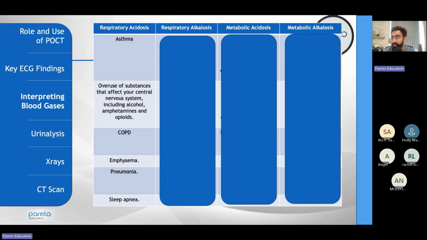Patients who have asthma can be breathing very, very fast. There comes a point where the quality of their respiration gets really poor and their CO2 starts to increase slowly but surely. These patients are at a very, very life-threatening stage and they require immediate intervention. Overuse of substances like amphetamines and opioids can also cause respiratory acidosis, but for different reasons.